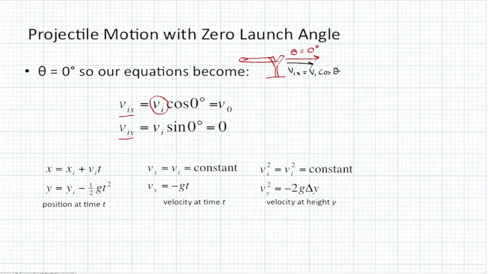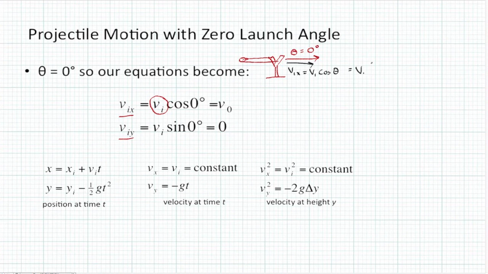Well, if theta is 0, the cosine simply equals 1. So in this case, if theta is 0, the initial velocity in the x direction equals the whole initial velocity that is being launched at.